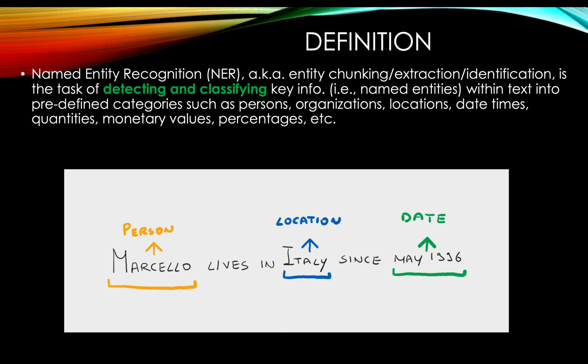It is also known as entity chunking, extraction, identification. It is the task of detecting, locating, and classifying key information, such as named entities, within the text into predefined categories, such as persons, organizations, locations, date times, quantities, monetary values, percentages, and so on.